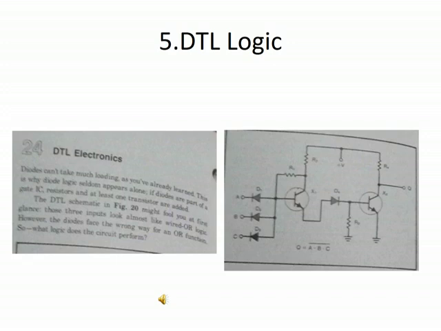This means that we provide the inputs A, B and C, which are all multiplied, and then you take the inverse. For example, if A is 1, B is 1, C is 1, then A dot B dot C is also 1, and 1 bar is equal to 0. In this case, the output will be 0. If A is 1, B is 0, C is 1, then the multiplication will be 0, so 0 bar will be 1, and the output will be 1.